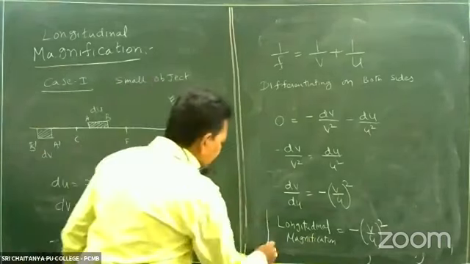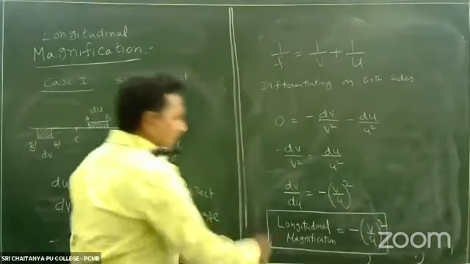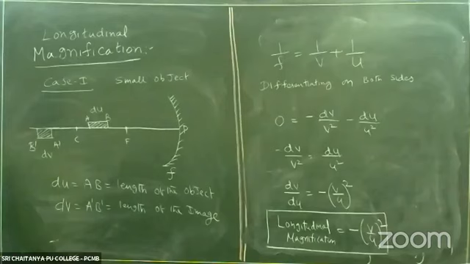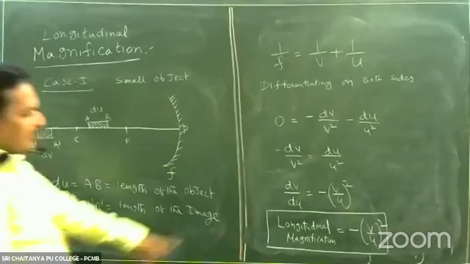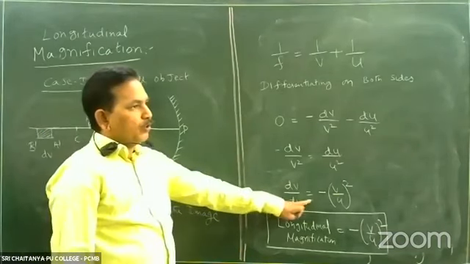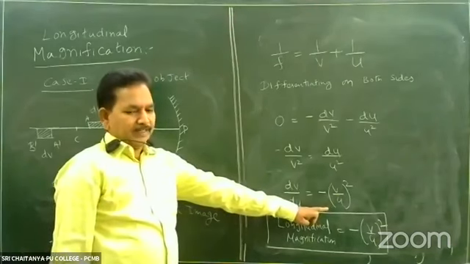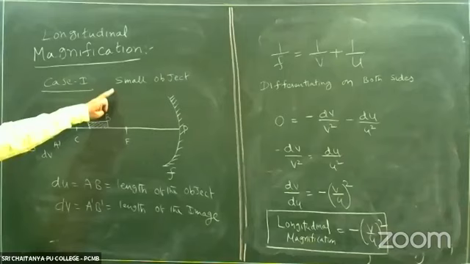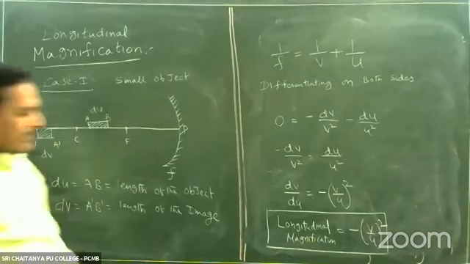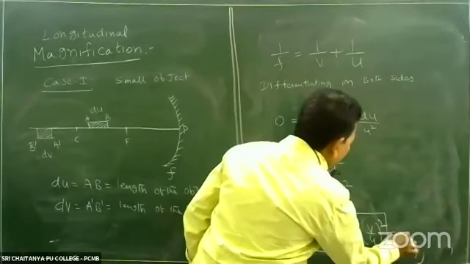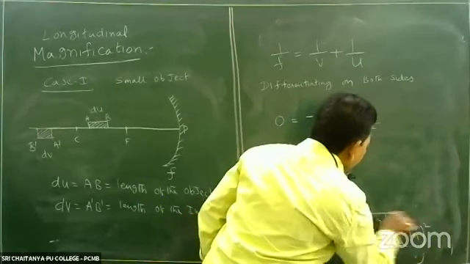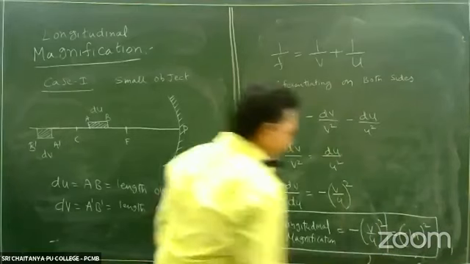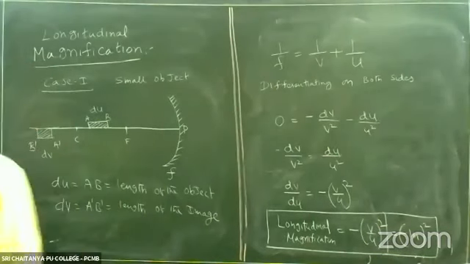Therefore, the expression for the longitudinal magnification is dV by dU is equal to minus (V by U) whole square. Like this, we can derive an expression for the longitudinal magnification when the object is small. I think you know V by U is nothing but M. M is nothing but the transverse magnification.